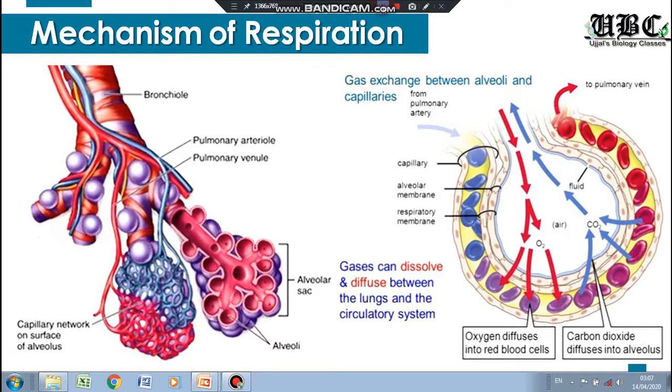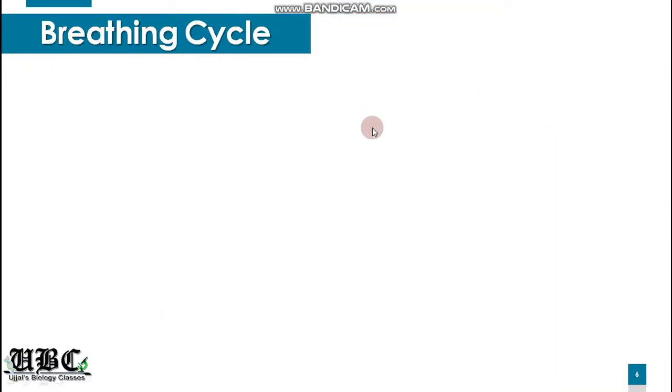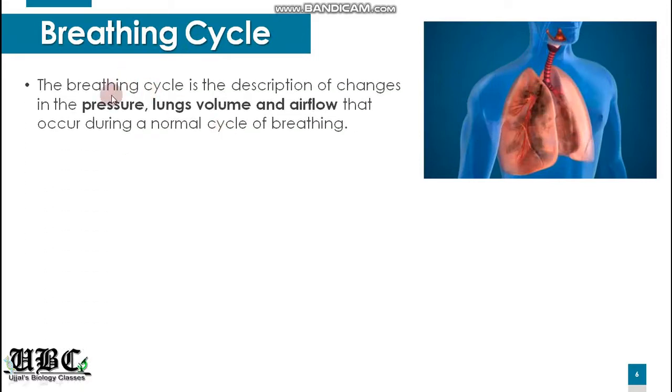Now we will be moving on to our next slide. Let us find out what this breathing cycle is. The breathing cycle is the description of changes. What changes? The pressure, the change in the volume of the lungs, and the air flow within the respiratory tract, which occur during a normal cycle of breathing. Breathing, we know, consists of inhalation and exhalation, and it is a rhythmic process. So this is known as the breathing cycle.